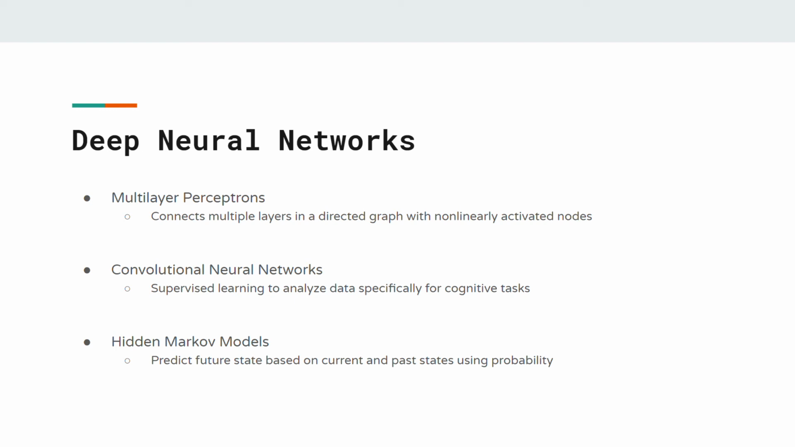Finally, hidden Markov models have often been used for handwriting recognition. A hidden Markov model is a statistical model used to predict the future state of a system using probability and data on the current and past states of the system.